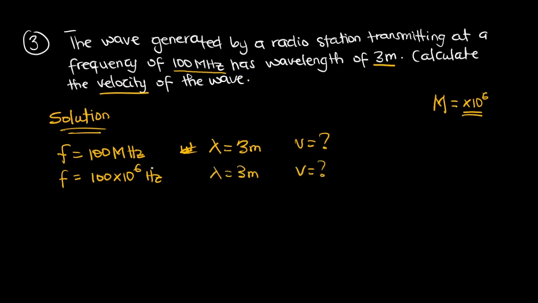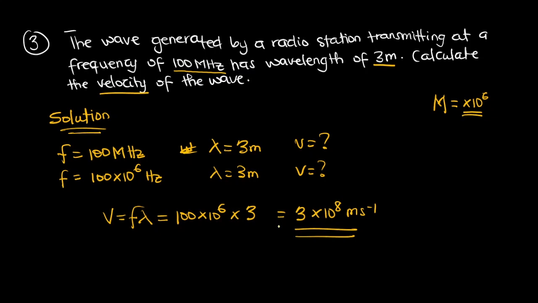Okay, so therefore, to calculate our velocity, it is equal to the product of the frequency and the wavelength. This will be 100 multiplied by 10 raised to the power 6, multiplied by 3 as our wavelength. If I do this, this will give me 3 times 10 raised to the power 8 meters per second as my answer for the velocity. So this is how we solve problems on sound energy when we are asked to find either frequency, velocity, or wavelength. This is the relationship between frequency, wavelength, and velocity. Velocity is directly proportional to the frequency and the wavelength.